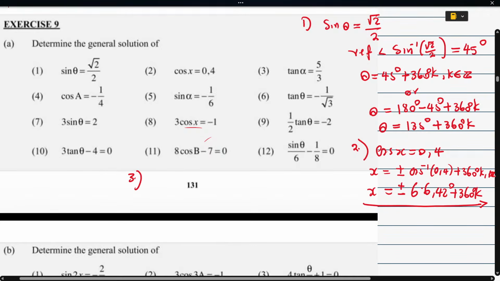Lovely. Thank you. Now, the next thing that we need to do, look at this one: tan alpha is equal to 5 over 3. How do you deal with this one? You say the reference angle is arctan 5 over 3. So now, what is it that you need to do? Press your calculator. You said arctan 5 over 3 is going to be 68.